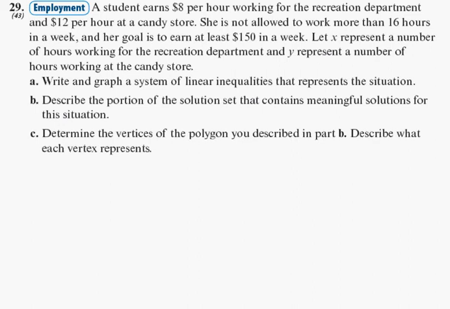This problem is another problem that has both what I like to call a number equation and a value equation. The number equation referring to the number of hours that she's going to work, the value equation referring to the amount of money that she's going to earn. It clearly tells us that we're supposed to use X to represent the recreation hours and money, and Y to represent the hours at the candy store. So we're going to follow their advice.